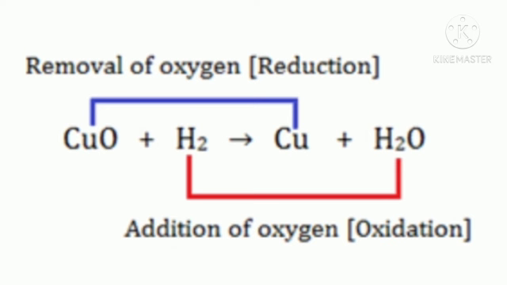In this reaction, an oxygen atom goes away from copper oxide, which means that reduction of the copper oxide takes place. Whereas hydrogen molecule takes up the oxygen atom and water is formed, it means that oxidation of the hydrogen takes place. Thus, oxidation and reduction reactions occur simultaneously.